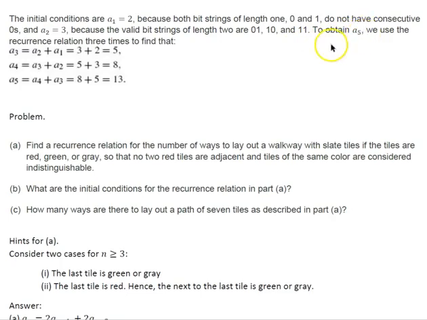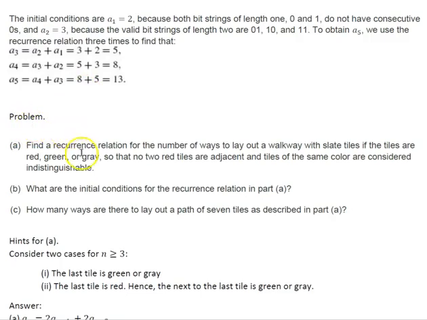To obtain a5, we use the recurrence relation 3 times. For a3, we get this. A2 is 3, a1 is 2, so a3 is 5. a4 is the sum of the previous two terms, and we know them, 5 and 3, so a4 is 8. And a5 is the sum of a4 and a3, and we know a4 is 8, a3 is 5, so a5 is 13.